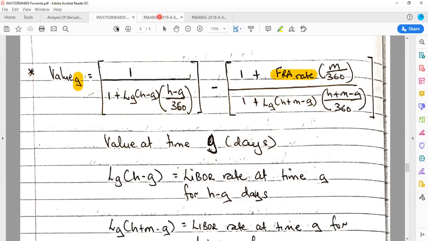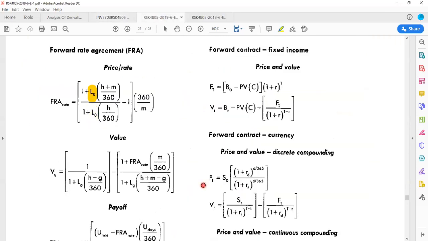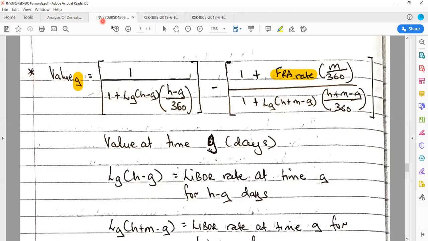So again, the formula on the exam sheet can be a bit misleading. They don't put the H minus G here and the H plus M minus G here. So I've just put it here so that you get the accurate formula in the textbook. So G is the number of days that have passed since you entered into the forward rate agreement.